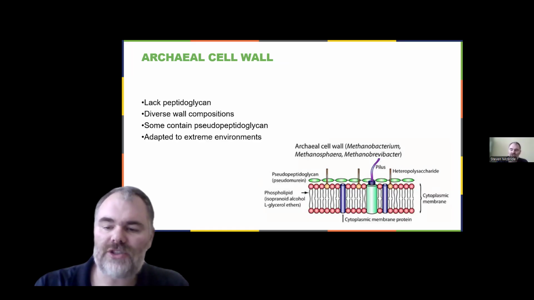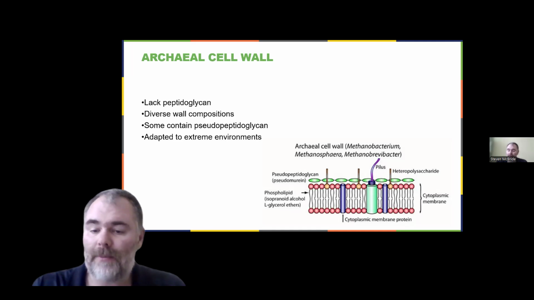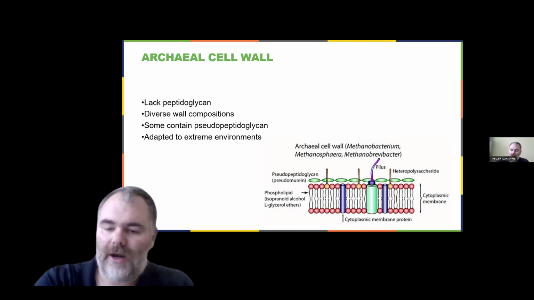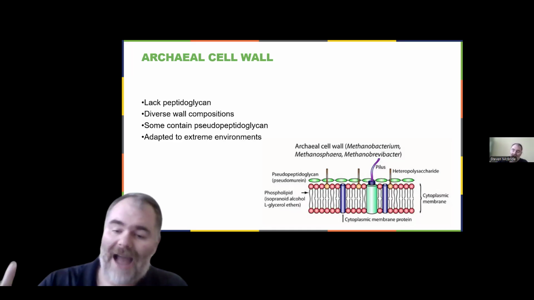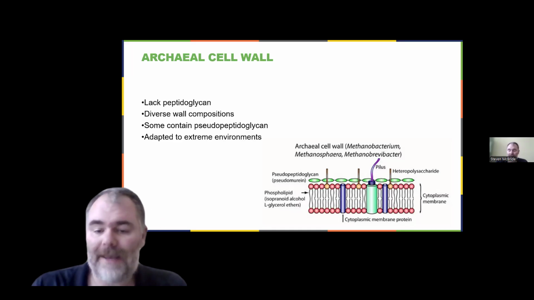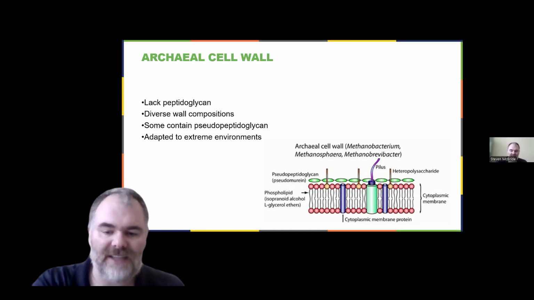These alternative wall structures help archaea survive in a wide range of environments, including some of the most extreme conditions on Earth. Many archaea live in environments with very high temperatures, extreme salinity, or high acidity. Their unique cell wall chemistry contributes to the stability and protection needed to survive under these harsh conditions.